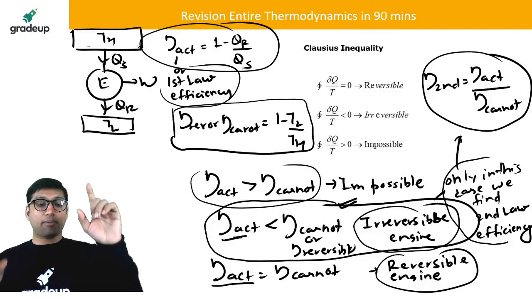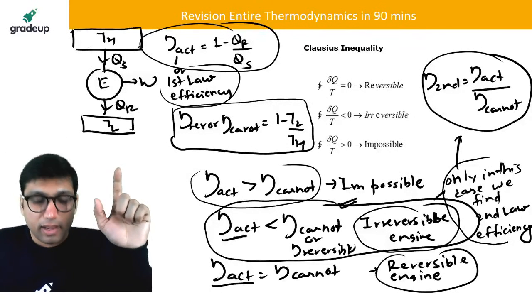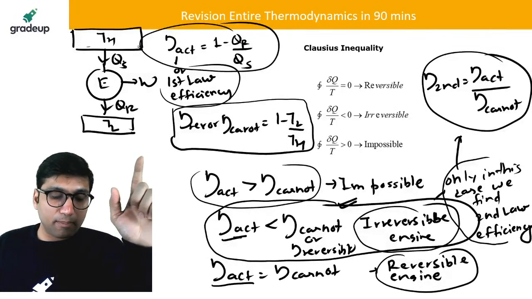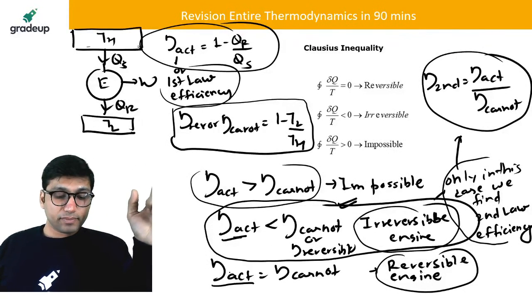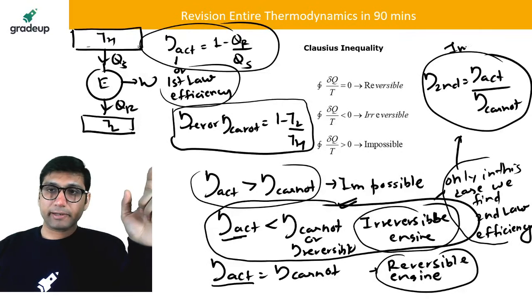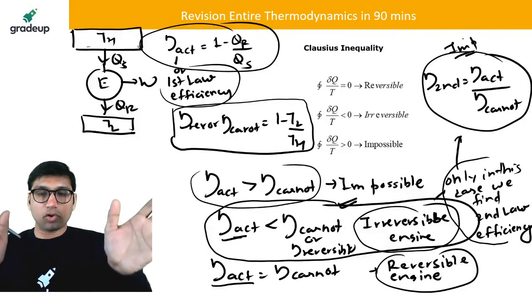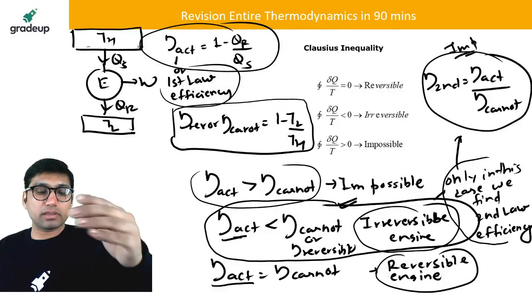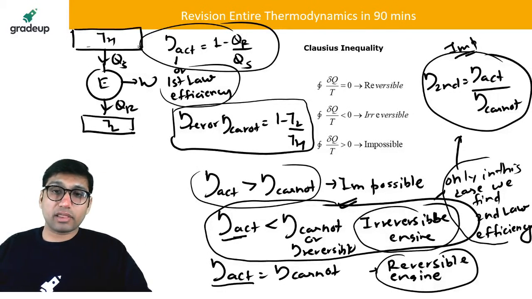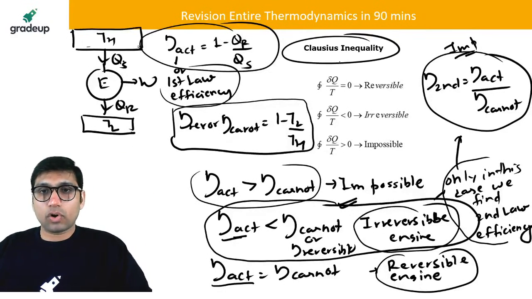It is a very, very important thing that I want to tell you, and this is what you make mistakes on. Most of the students make mistakes in the GATE exam questions. Okay, this is a very, very important point. Second law efficiency we don't find for all the cases. Only in this case we find second law efficiency, when actual efficiency becomes less than the Carnot efficiency or reversible efficiency.